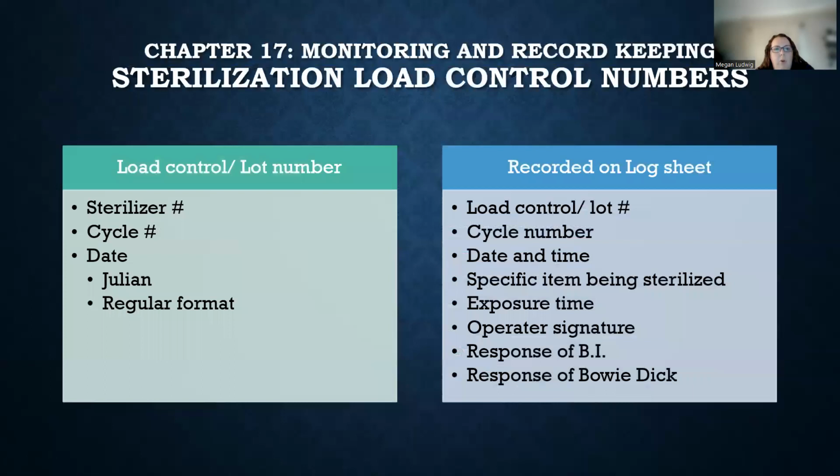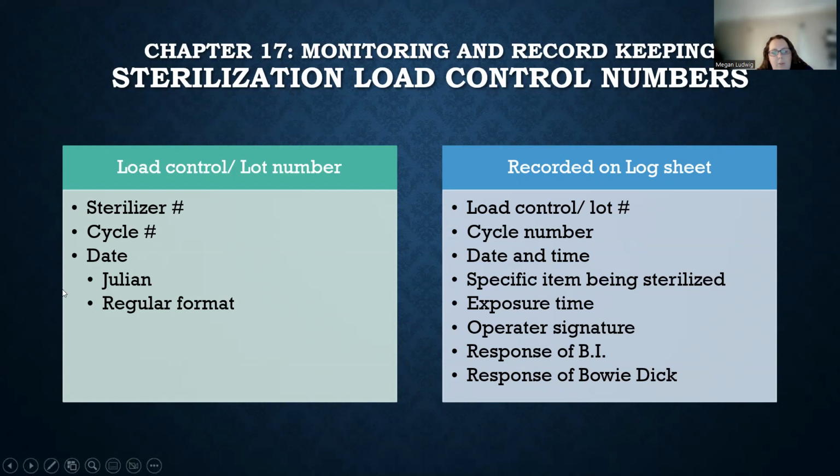So we have these load control numbers that are going to be on the machines, like for example, the steam sterilizer. Whenever you're recording those particular machines, you have to write down the sterilizer number. If you have multiple sterilizers, they should be numbered in a way that's easily identifiable. Okay, so you have to write down the sterilizer number. The cycle number will come up on the screen. Maybe this is the however many cycles of the day or month or year, however it's set up. So you have to write that cycle number down.